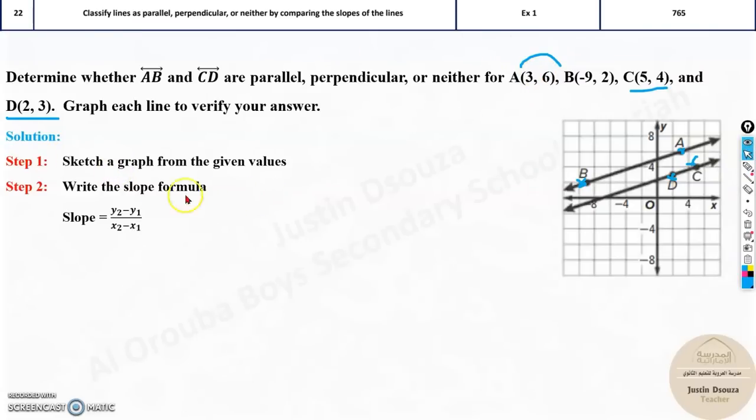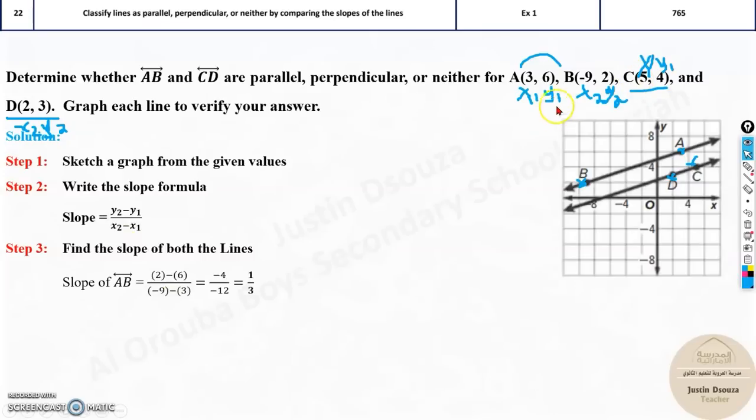So if you're finding the slope of, say, this line AB, you need to consider this as x1, y1, x2, y2. This is very important. Then again x1, y1, x2, y2. This would be the next one. So what do we do? Substitute them. Put over here y2 is 2. Over here just substitute in the formula: 2 minus y1 is 6, divided by -9 minus 3. Put it in the calculator, you'll get the answer, or you can just solve it manually. It's 1/3.